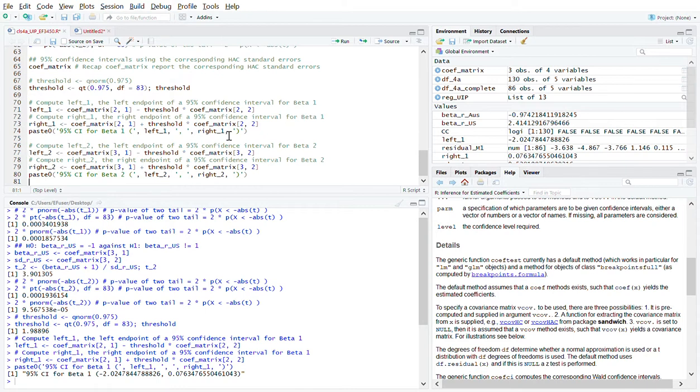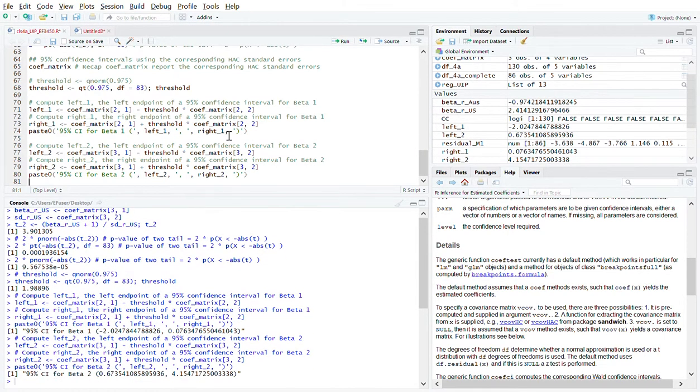And similarly for beta 2, we use the coefficient estimate of beta 2 as well as its HAC standard error. So we have just finished the serial correlation part.